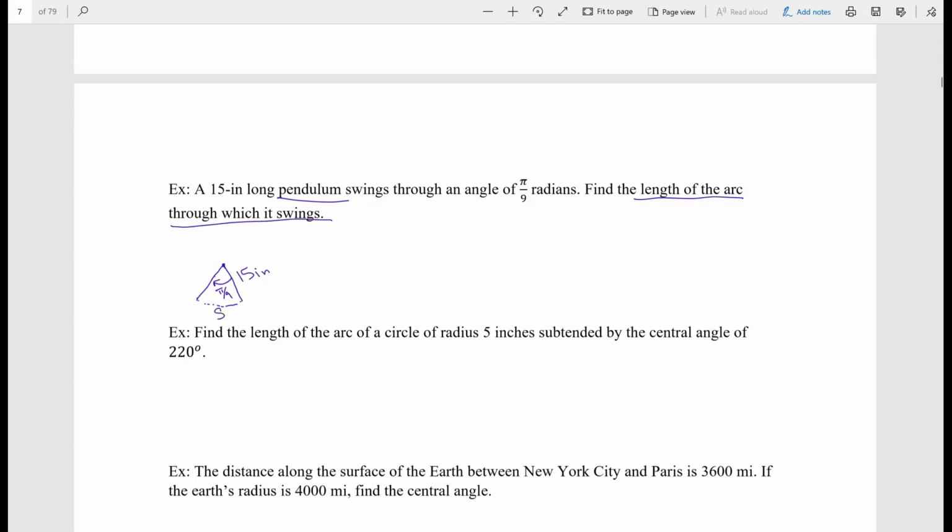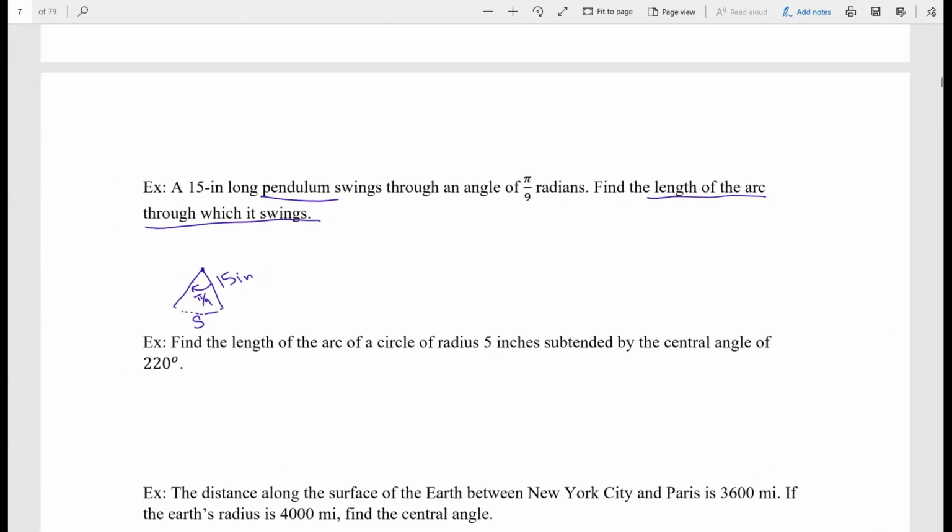So I want to know this length S. This is a really plug-and-chug problem because S is equal to R theta, where S is the arc length, R is the radius, and theta is the angle. R in this case is going to be 15 and theta is going to be pi over 9. Let's put this in our calculator. 15 pi over 9 gives me 5 pi over 3. The length is measured in inches.